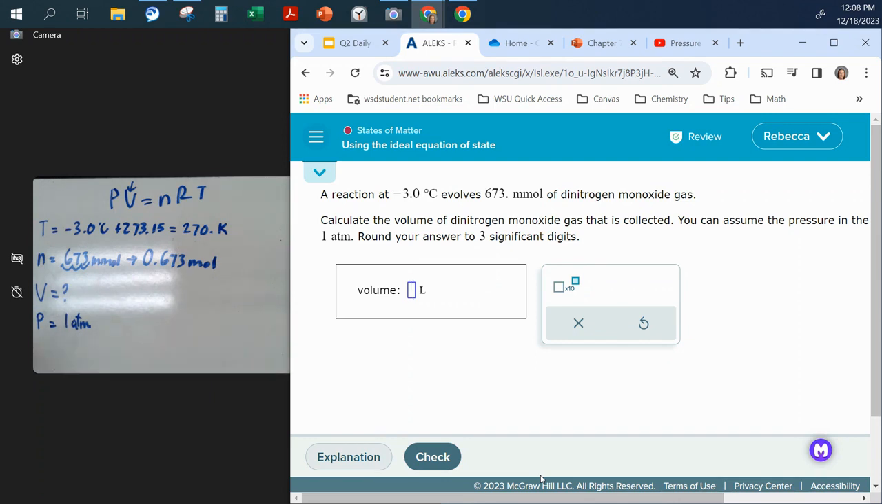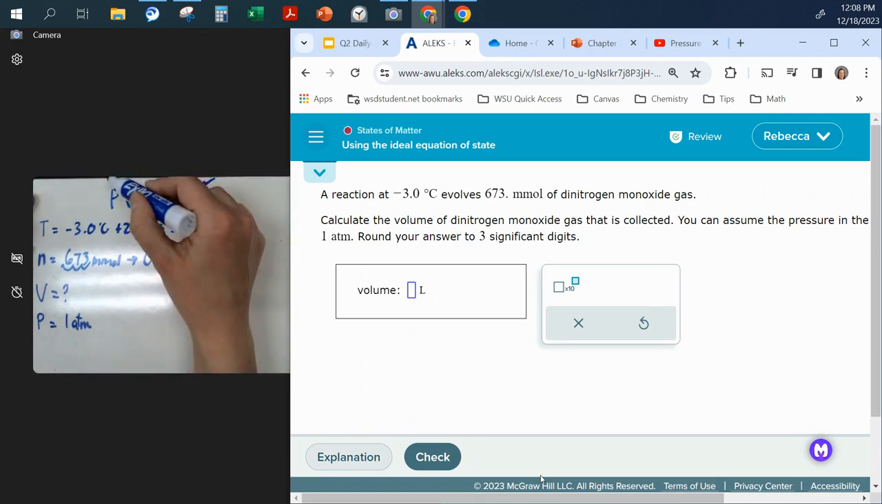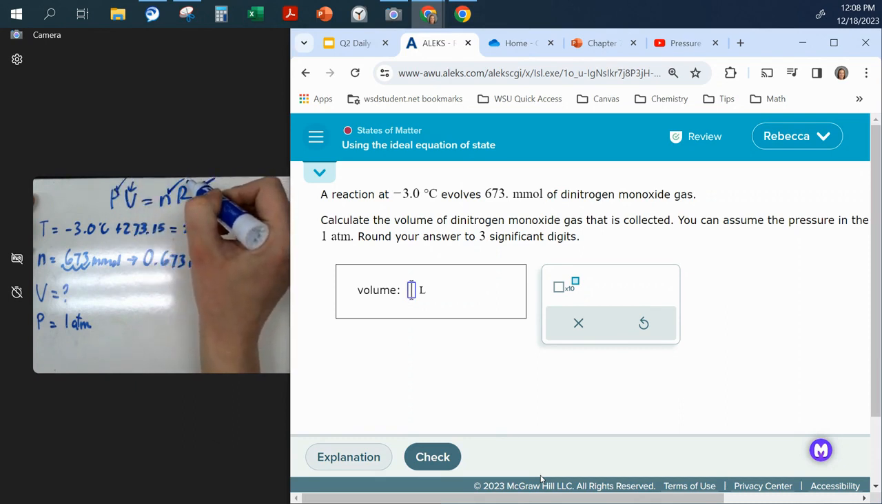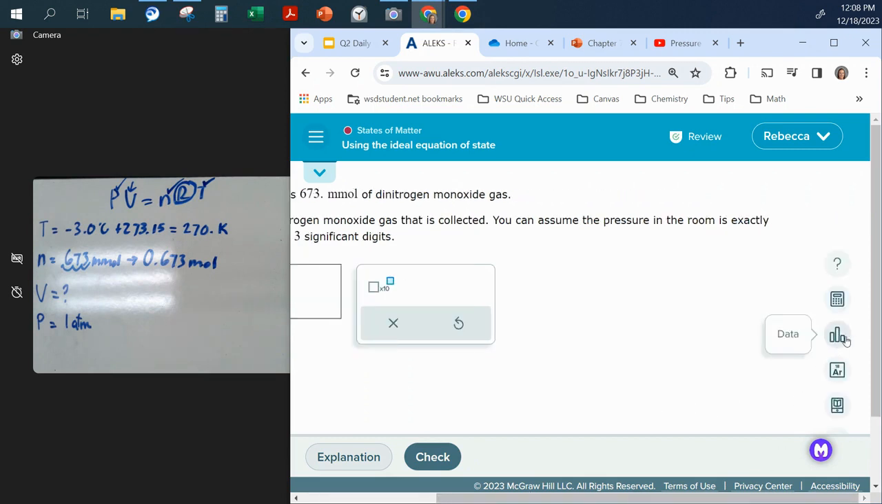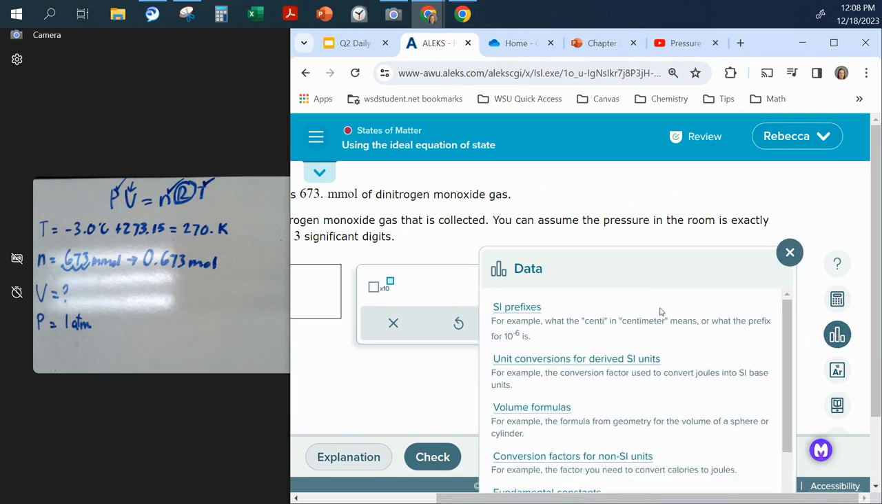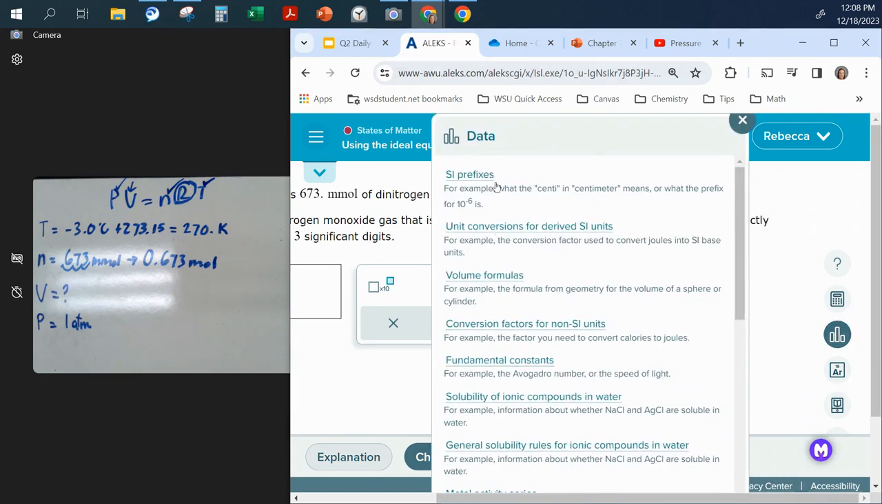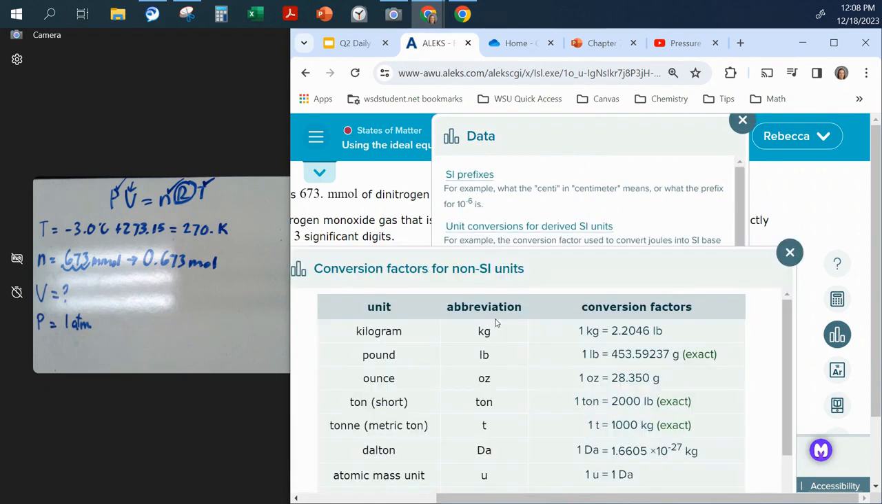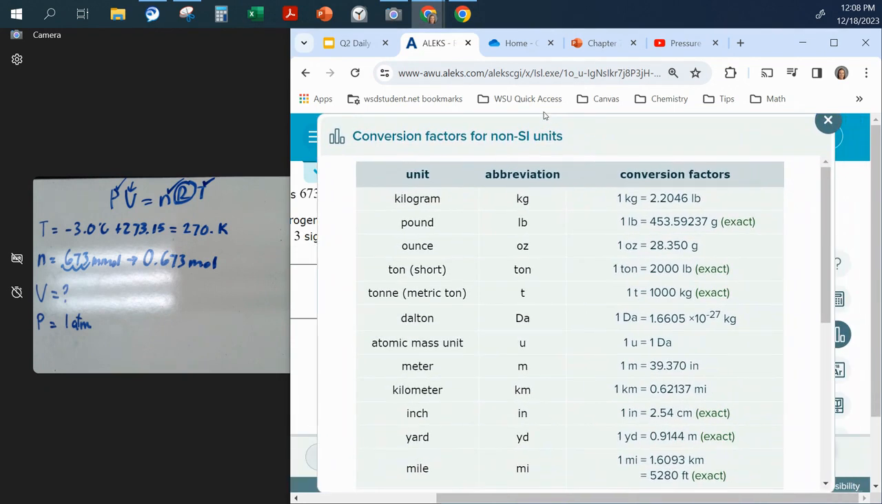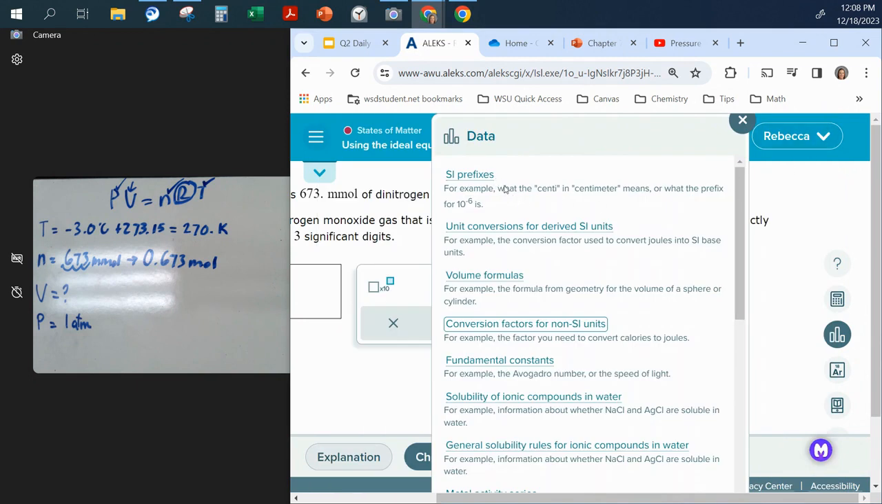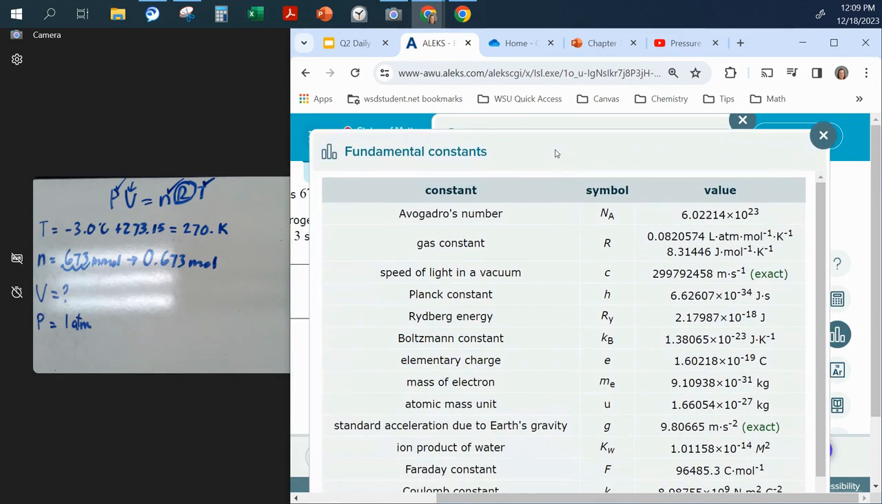The other thing that we need here, so we have temperature, we have number of moles, we have pressure, we need this R. Do you remember what that was from before? That's a constant. That's called the universal gas constant. If we go to the data, the universal gas constant is always the same. I like to write it on my note card. Oh, actually, it's a fundamental constant. Oh, thank you. I could not find it. Okay, there we go.